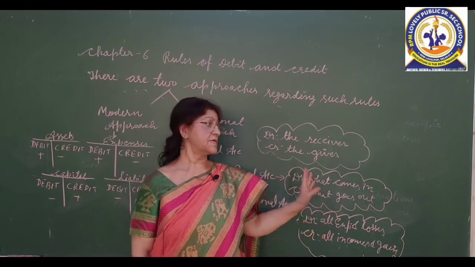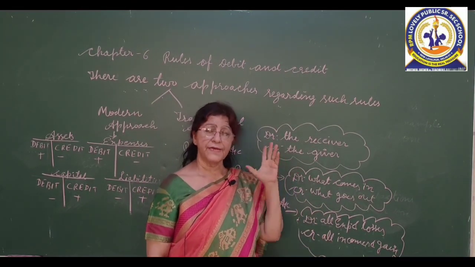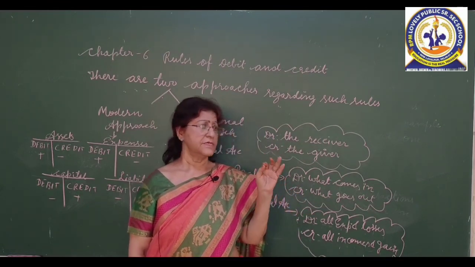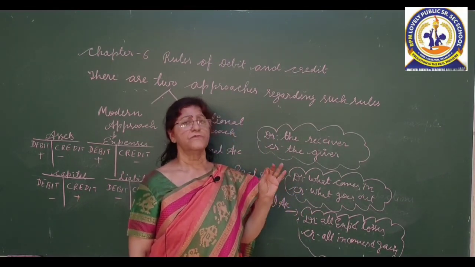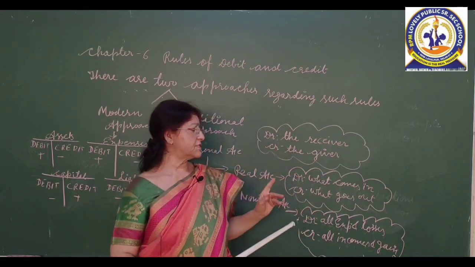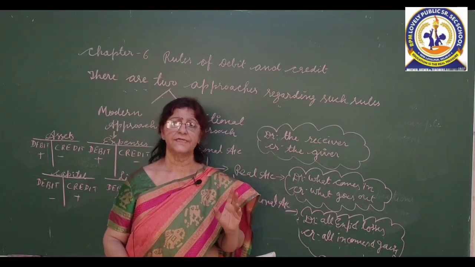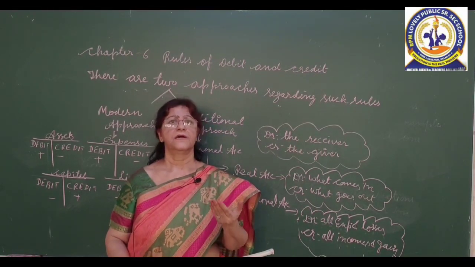So children, these are the golden rules of accounts, the golden rules of debit and credit. These are the basic rules of account, we can say. So revise it properly, because without these rules you can't pass journal entry in class 11th and 12th. Thank you.